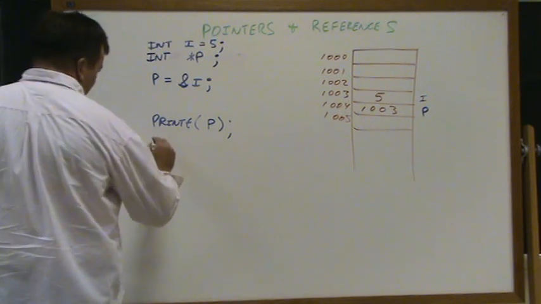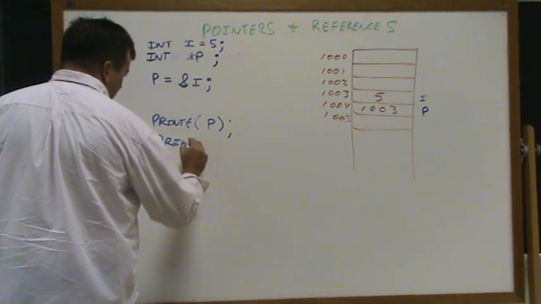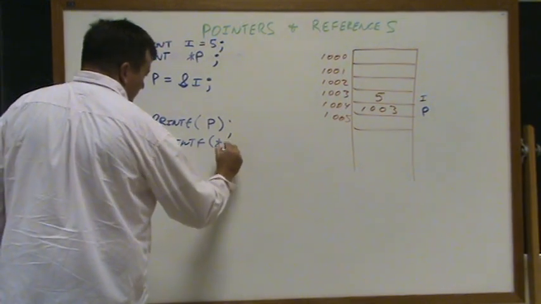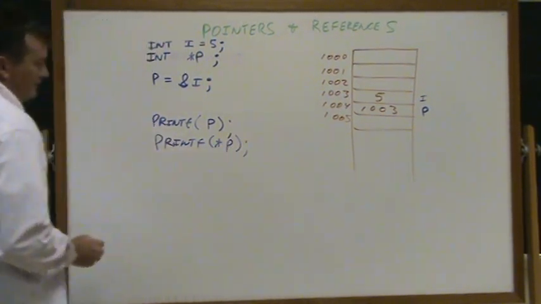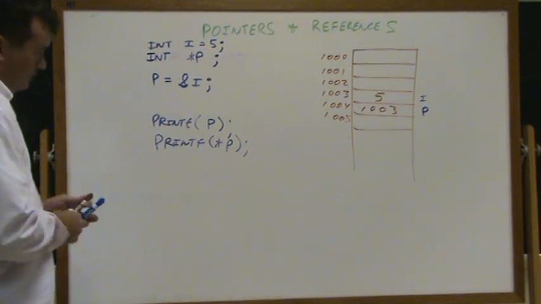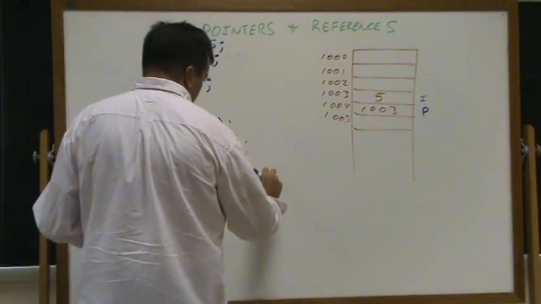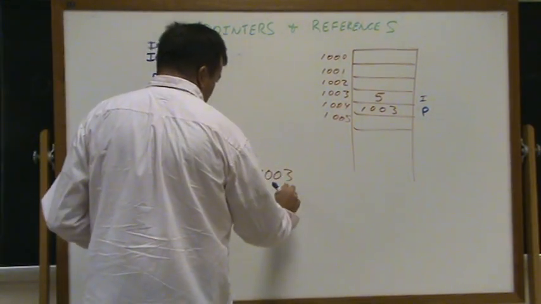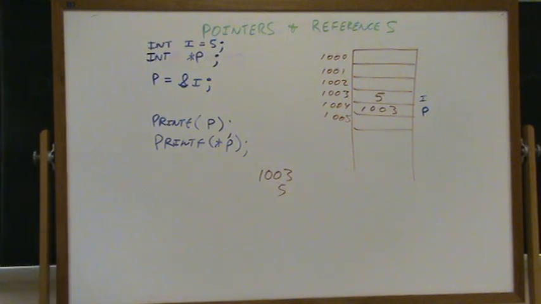So if we said printf star P, that means the thing pointed to by P. So if you ran this, the output would be 1003 and then a 5. And next class I'll actually write some programs that use stuff like this. So it's a very, very short program, but it gets right to the point.